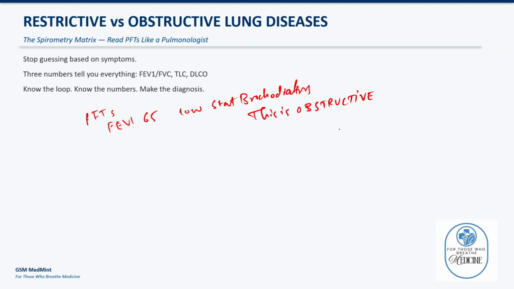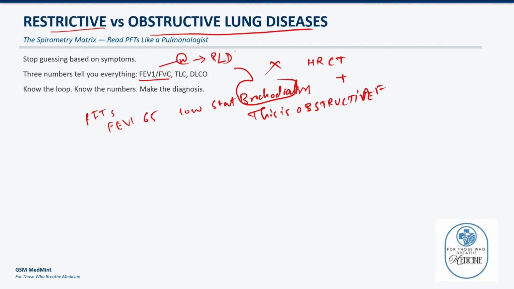But FEV1 alone means nothing. The ratio is everything. If FEV1 over FVC is normal, this is restrictive lung disease. The bronchodilators are of no use here. He needs a high resolution CT scan plus possible antifibrotics. The topic is restrictive versus obstructive lung disease. Two patterns, three numbers, and one correct diagnosis.